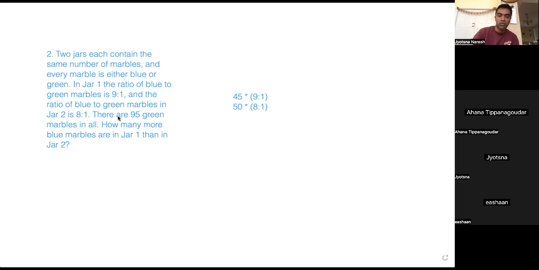Now, there's a total of 95 green marbles. If you want to split it in 9 to 10, if you divide by 19, it's 5. So we want to multiply the first one by 45, the second one by 50. So that actually gives us 45 times 9, which is 405 blue marbles in jar 1, and 45 green marbles in jar 1. In the second one, it's 400 blue marbles and 50 green marbles. So we know that 405 blue marbles in jar 1 and 400 blue marbles in jar 2. There's 5 more in jar 1 than jar 2.